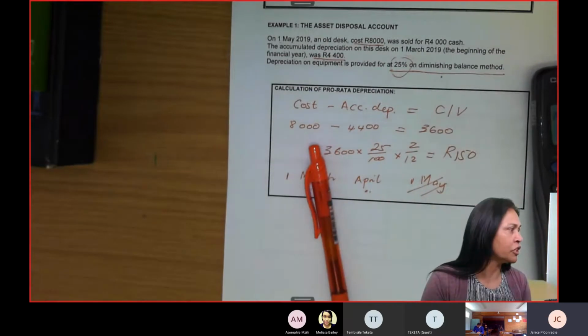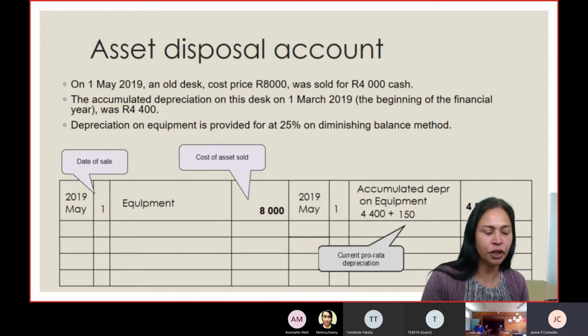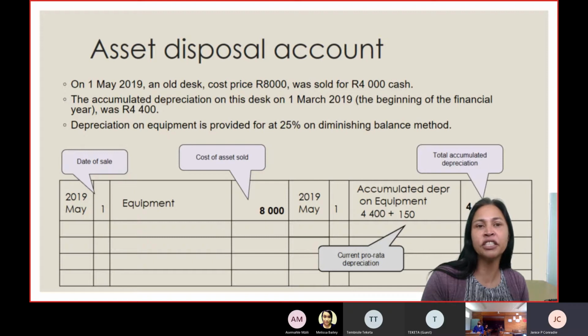So let's get back to our information here. My pro rata depreciation, as you could see, is 150. It's not always that the pro rata is needed. It depends on when you have disposed of the asset. That brings us to a total of 4,550, which is my total accumulated depreciation. Now, please interrupt at any stage, learners. If you have any questions, remember either in the chat or you can raise your hand and we'll answer those questions immediately.